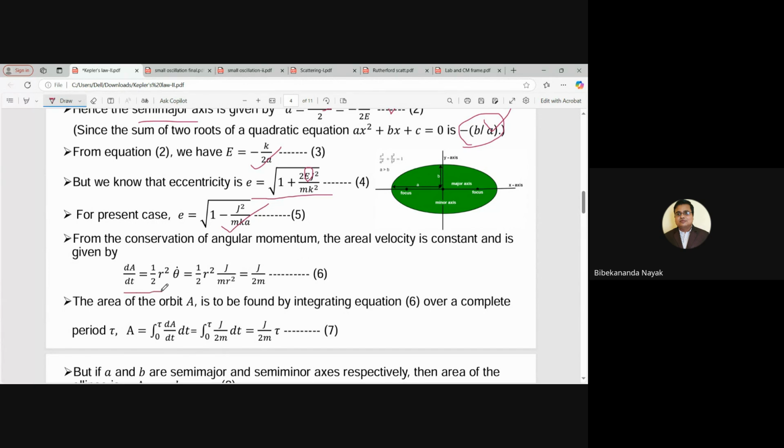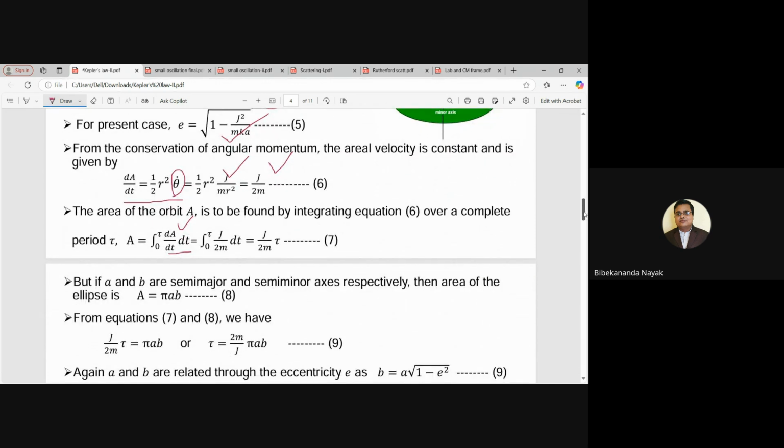dA by dt is equal to half r squared theta dot. Theta dot is nothing but J by mr squared. Putting that, we find dA by dt is equal to J by 2m. So the total area is the integration of J by 2m into dt, or dA by dt into dt. This integration gives you the area, over the complete time period 0 to tau. The dt cancels. dA integrated from 0 to tau, but dA by dt is J by 2m into dt. So if we integrate it, we find, putting the limit, J by 2m tau.